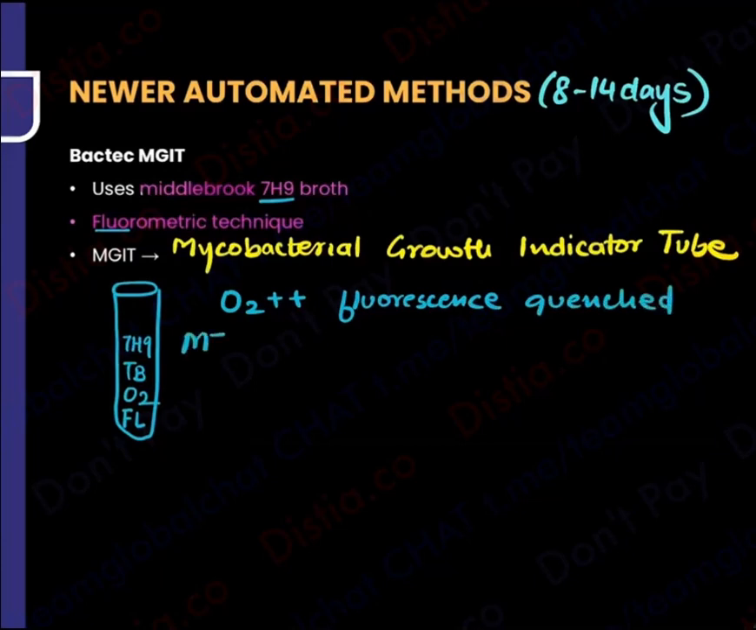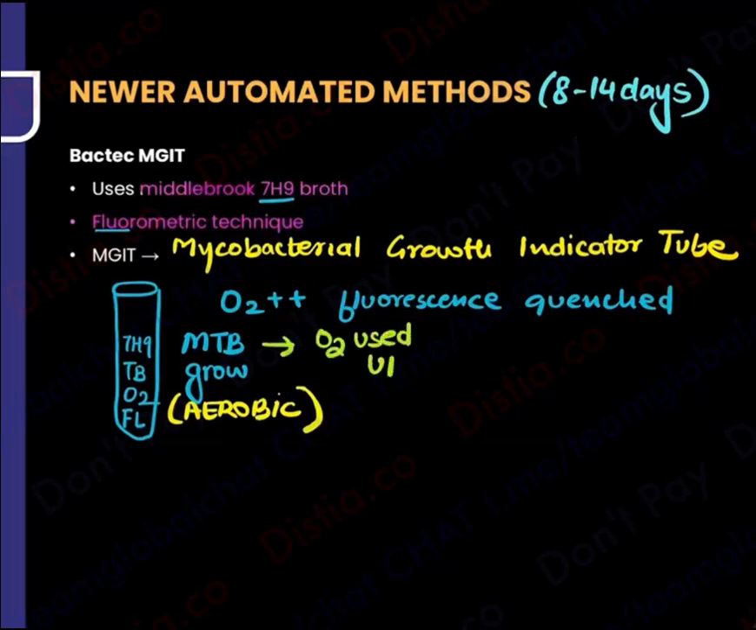However, when Mycobacterium TB grows, you know, Mycobacterium TB is an aerobe. Mycobacterium TB will utilize all the oxygen. The oxygen is used up. Now, when the oxygen is gone, the fluorescence will say, oh wow, party time, oxygen is gone, let me show up. This means there is going to be fluorescence that will be seen. There is a fluorescent indicator that is noted. That is why you called it an indicator tube.